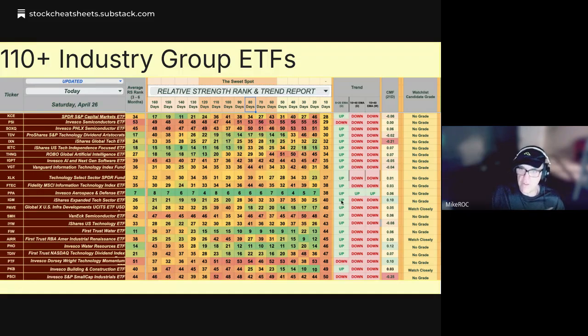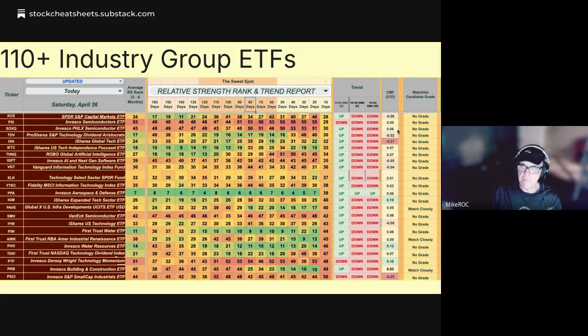And we can very quickly see there's no positive relative strength rank rotation and no intermediate trend. We do have a barely bullish Chaikin Money Flow. So IGM, which is an expanded tech sector ETF, we might want to go and understand what that means, but not get too concerned about it. It's definitely not a trade prospect, nor would the underlying stock holdings in that ETF be.